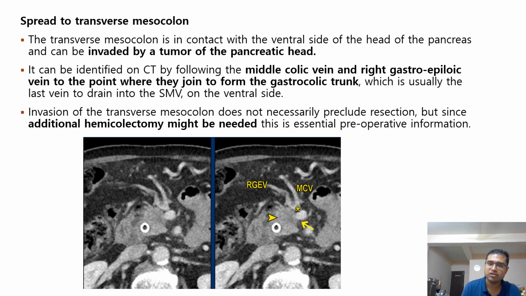So invasion of the transverse mesocolon does not necessarily preclude resection, but since additional hemicolectomy might be needed, it is important information for the surgeons. So spread to the mesocolon is assessed by the gastrocolic trunk, spread to the root of the mesentery is assessed by the first jejunal branch of the SMA and SMV, and perineural invasion is assessed by seeing the soft tissue around the celiac trunk and SMA.